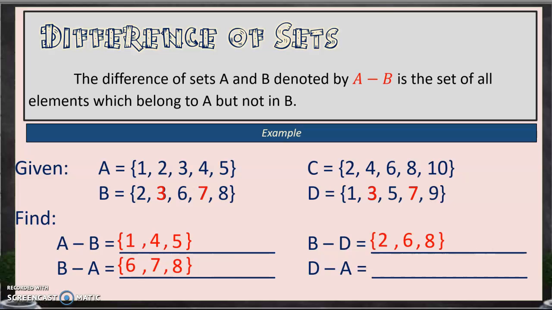Then, D minus A. Look at set D. What are the elements in set D that are not in set A? You will look first for the common elements, 1, 3, 5. So D minus A is 7, 9.